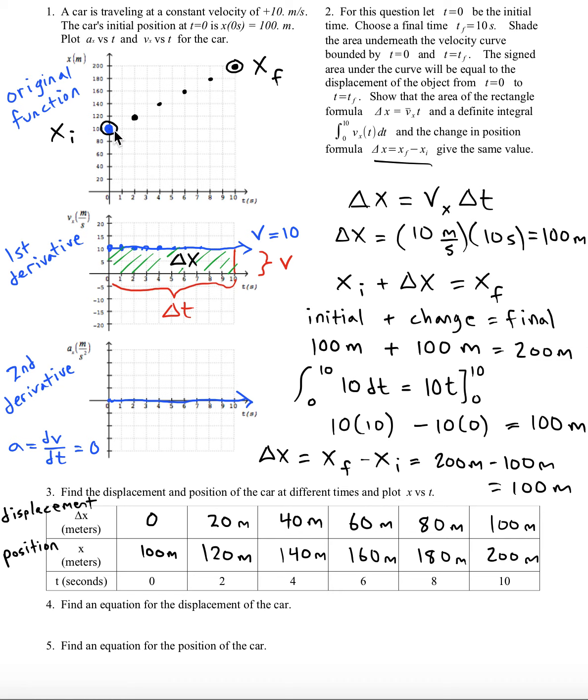Clearly, the graph makes a nice linear function. What we want to do next is come up with linear equations that fit these values. An equation for the displacement of the car could be delta x equals v times t, which is 10t.